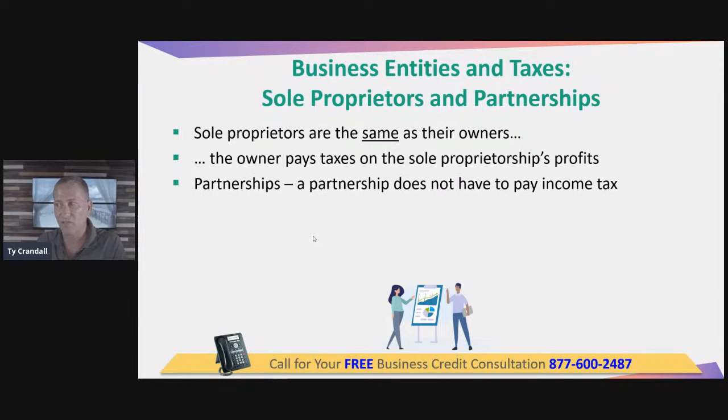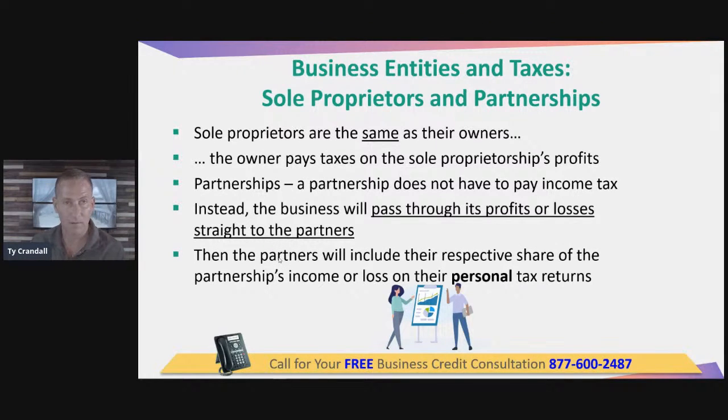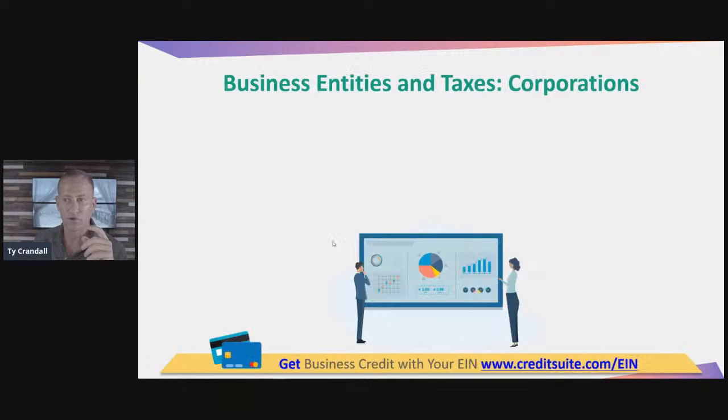So sole proprietor is the same as the owner. The owner pays taxes on the sole proprietorship's profits. A partnership does not have to pay income tax. Instead, the business will pass through its profit or losses straight to the partners, much the same as we talked about with an S corporation. Then the partners will include their representative share of the partnership's income or loss in their personal tax return. So it's very different on how they pay taxes versus sole proprietorship.